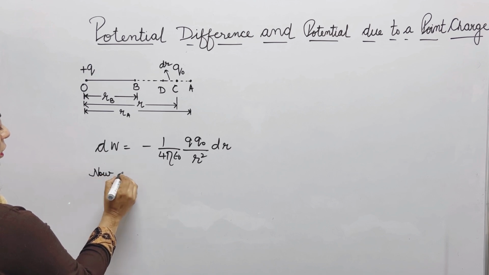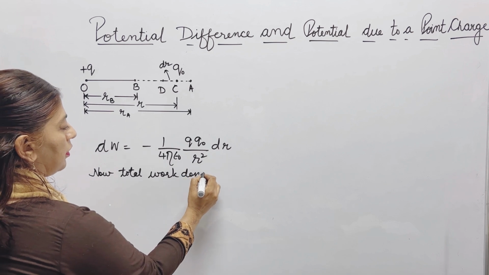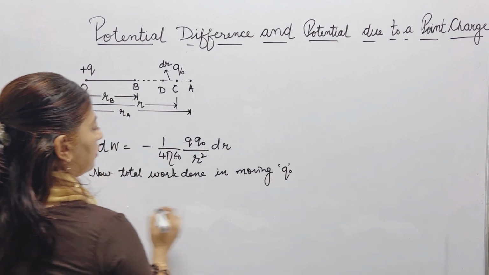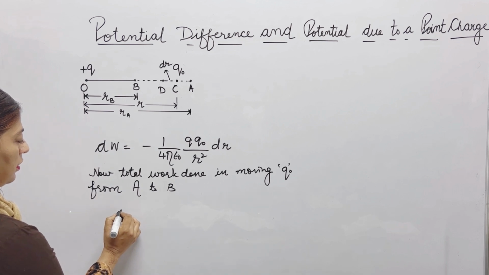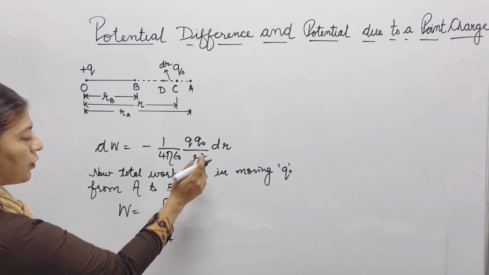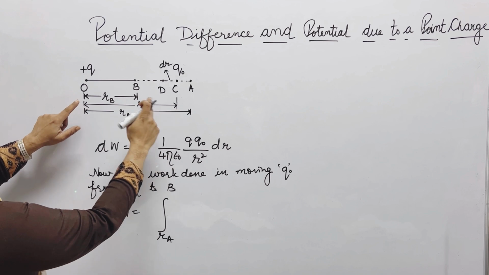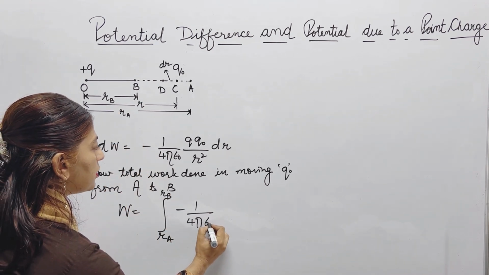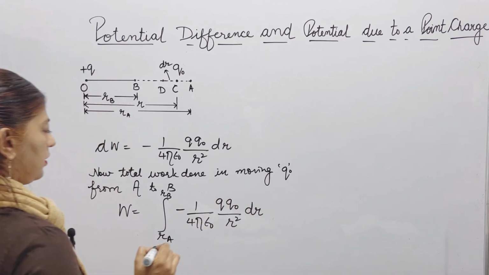Now, total work done in moving q naught from A to B is given by putting the limits, because it is integrated with respect to the distance. So we'll put the limits of distance only, RA to RB, of minus 1 by 4 pi epsilon naught q naught by r square dr.